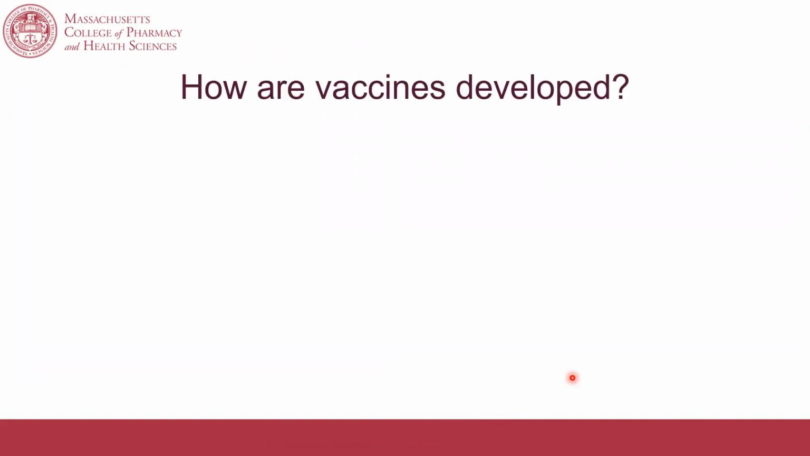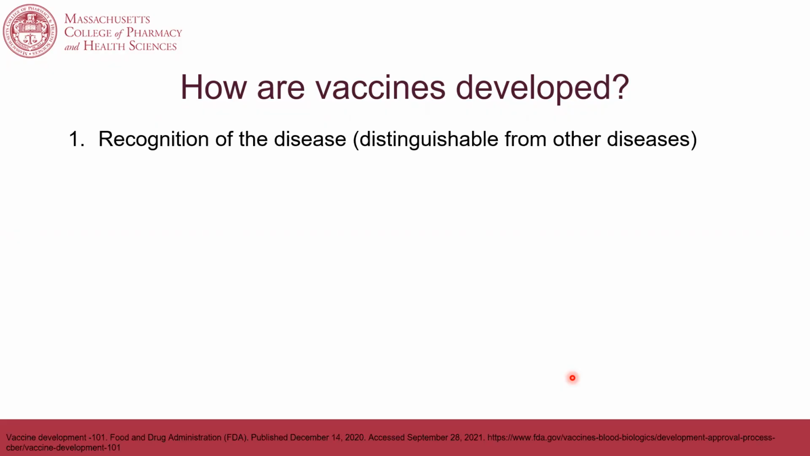So how are vaccines developed? I'm going to summarize the development process in 12 easy steps. Just know there are way more steps than these here, but I'm just going to go over it for presentation's sake. First, you start with the recognition of the disease, which you have to distinguish from other diseases.